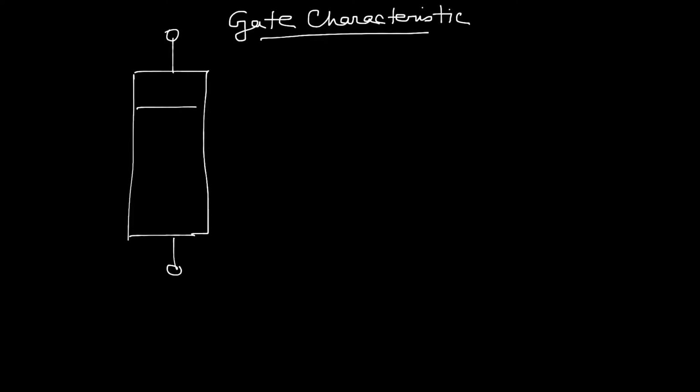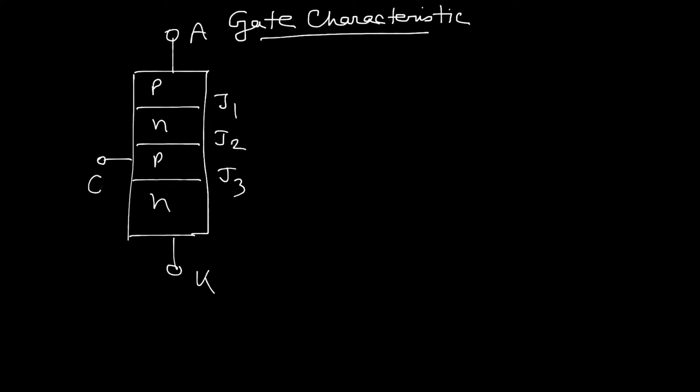It has 4 layers, PN, 3 junctions, J1, J2 and J3, and 3 terminals, anode, cathode and gate. Okay?